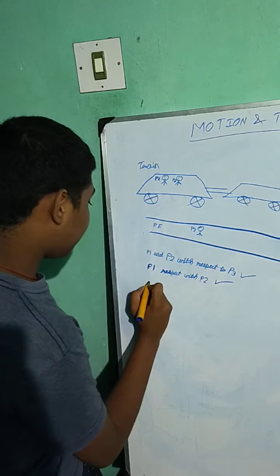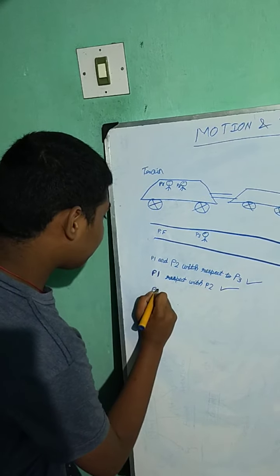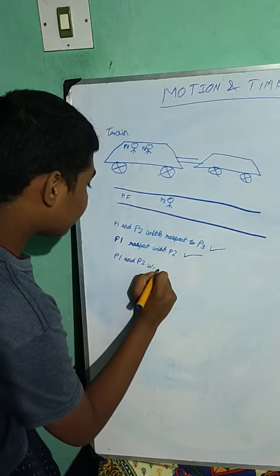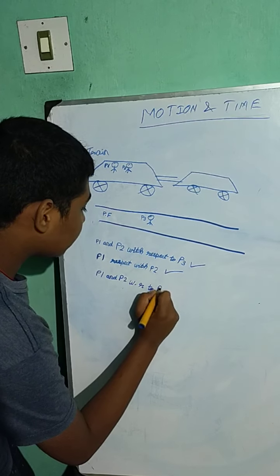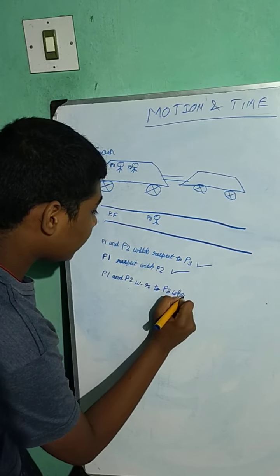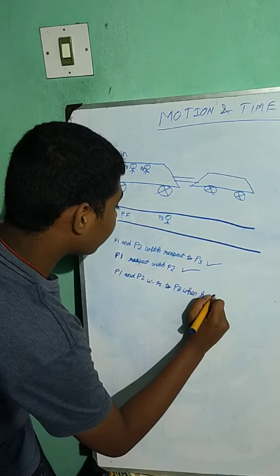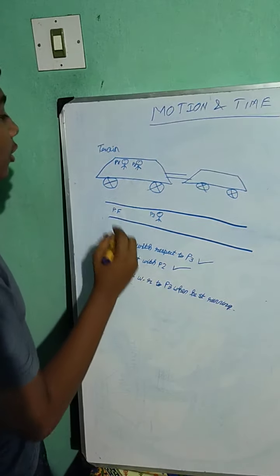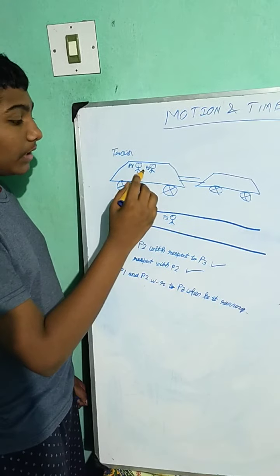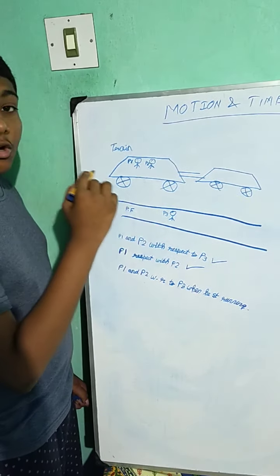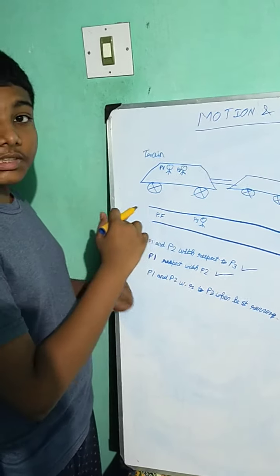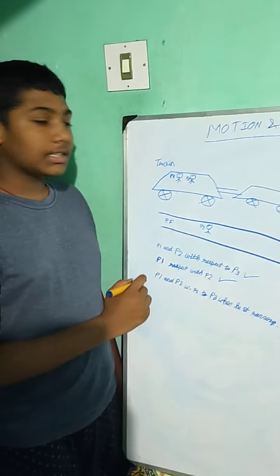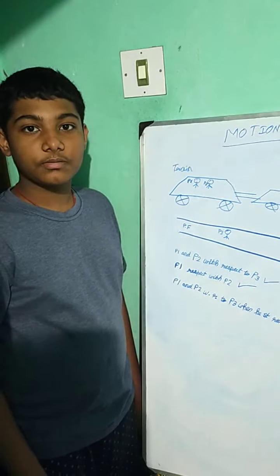Case 3: passenger 1 and passenger 2 with respect to passenger 3, when he starts running. Passenger 1 and passenger 2 will be at rest with respect to passenger 3 who starts running on the platform, because there's no change in relative position, so they both will be at rest. This is the example of rest and motion being relative terms.